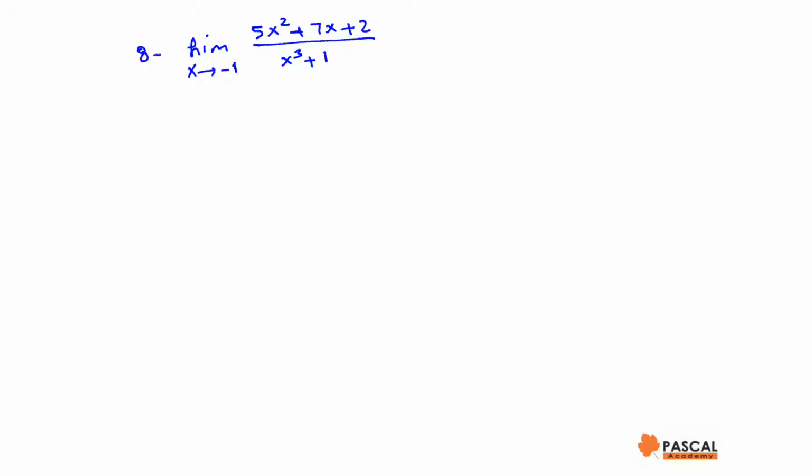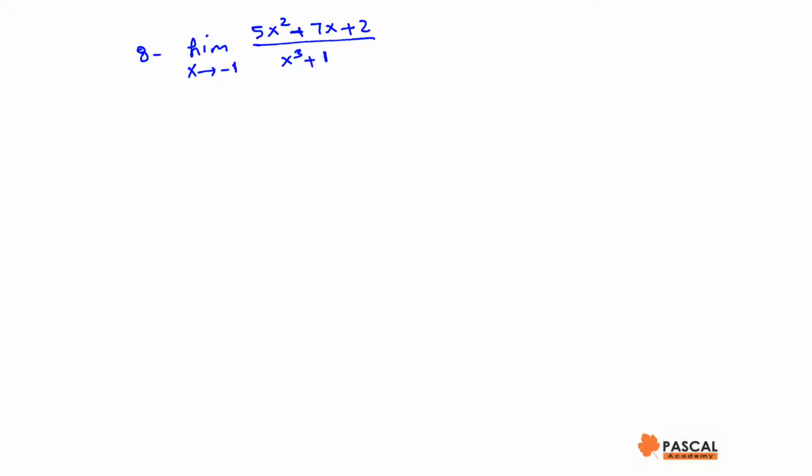In this video, we are going to continue reviewing limits through some questions. Question number 8. Find the limit of 5x² + 7x + 2 divided by x³ + 1 as x approaches negative 1. By direct substitution method, we have 5 minus 7 plus 2 on the numerator and minus 1 plus 1 at the denominator, which is 0 over 0.